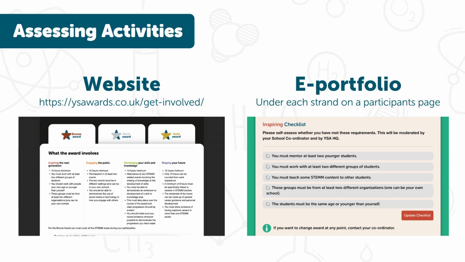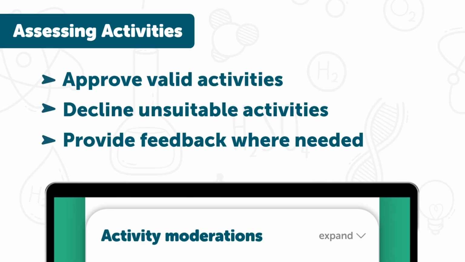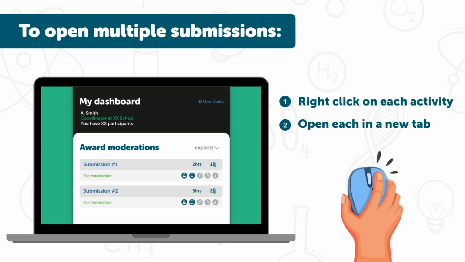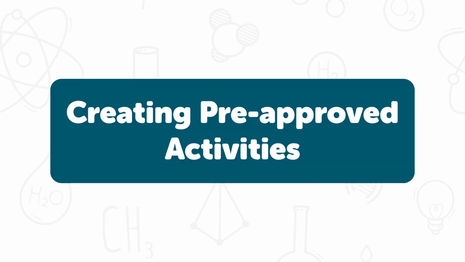It's a good idea to refer to these when reviewing activities to make sure that they have logged the activity in the right strand. Often you'll simply accept an activity and may provide feedback on how they've done, but you might occasionally decline an activity if it's unsuitable and provide constructive feedback as to where the young person's gone wrong. Perhaps they've simply logged it in the wrong strand. If you have many activities to moderate, you can save time by right-clicking your mouse to open multiple activities at a time in new tabs.